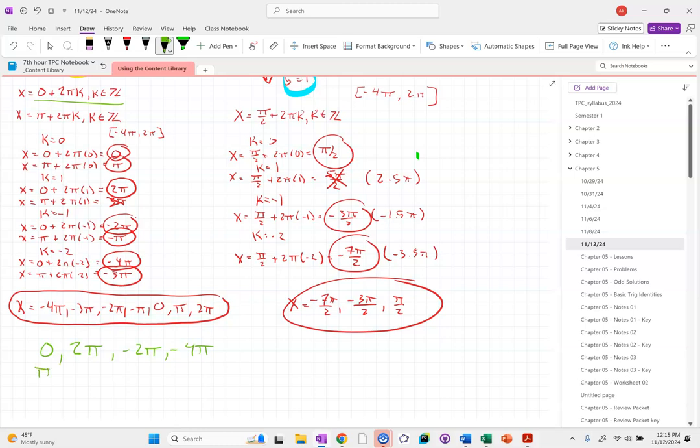I have pi, that fits. Add 2 pi to that, that doesn't fit. If I subtract 2 pi from that, that fits. If I subtract 2 pi from that, that fits. If I subtract 2 pi again, too small, done. Right? Like I'm not gonna write all this gobbledygook down.